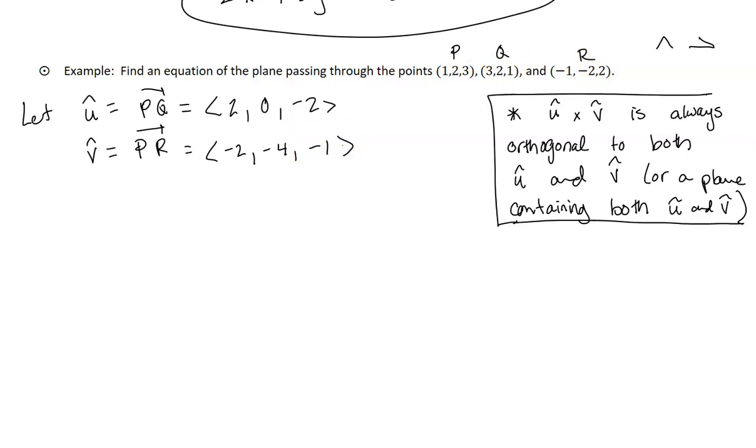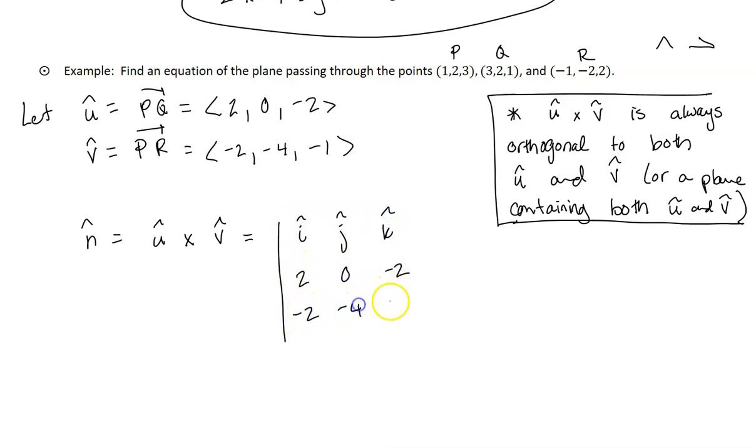Okay, so now I am going to find n. Just to keep things consistent, n is going to be u cross v. Now these are 3 by 3s, so we can use the diagonal method here. So I'll have i, j, k, then 2, 0, negative 2, and negative 2, negative 4, negative 1. And then I'm going to copy the first two columns. If you would prefer to use cofactor expansion, you're welcome to do that as well.